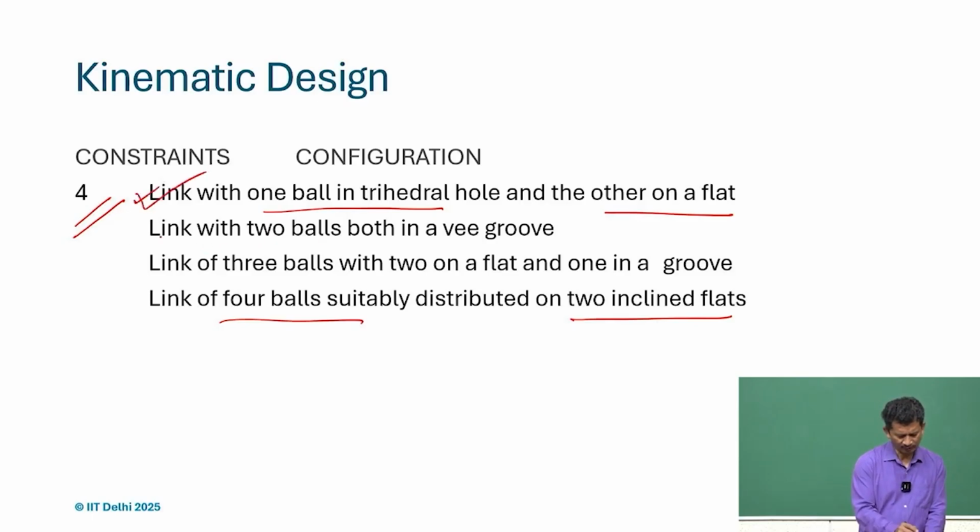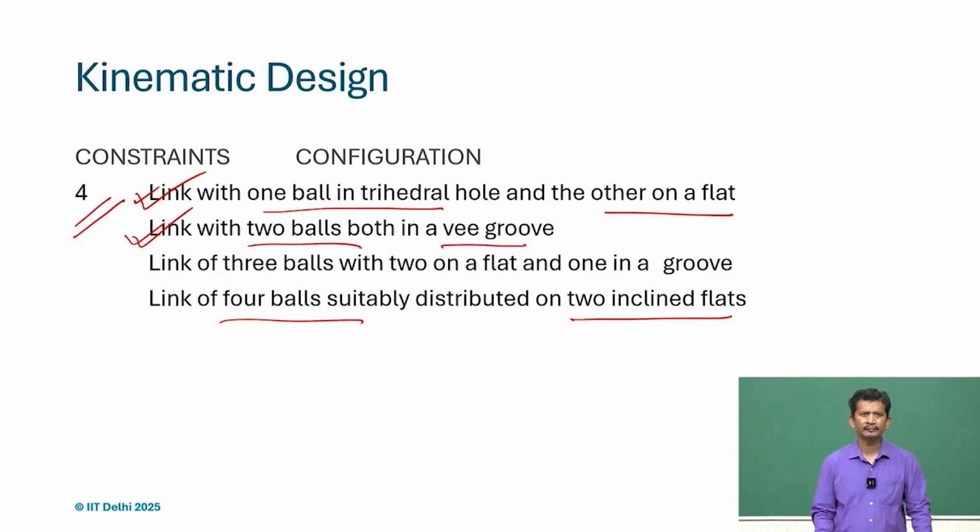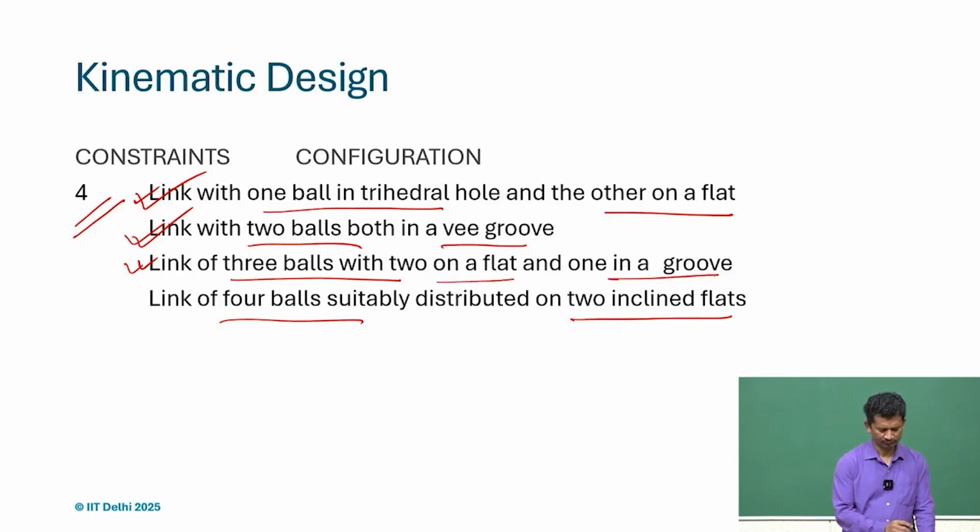It is also possible to achieve 4 constraints by having 2 balls in a V groove. So, again with 1 ball and 1 V, that gives us 2 contacts. So, again 2 times 2, 4 contacts. We can also have 3 balls with 2 on a flat and 1 in a groove. So, yeah, different cases we can think of, and then we can also practice and try to visualize.